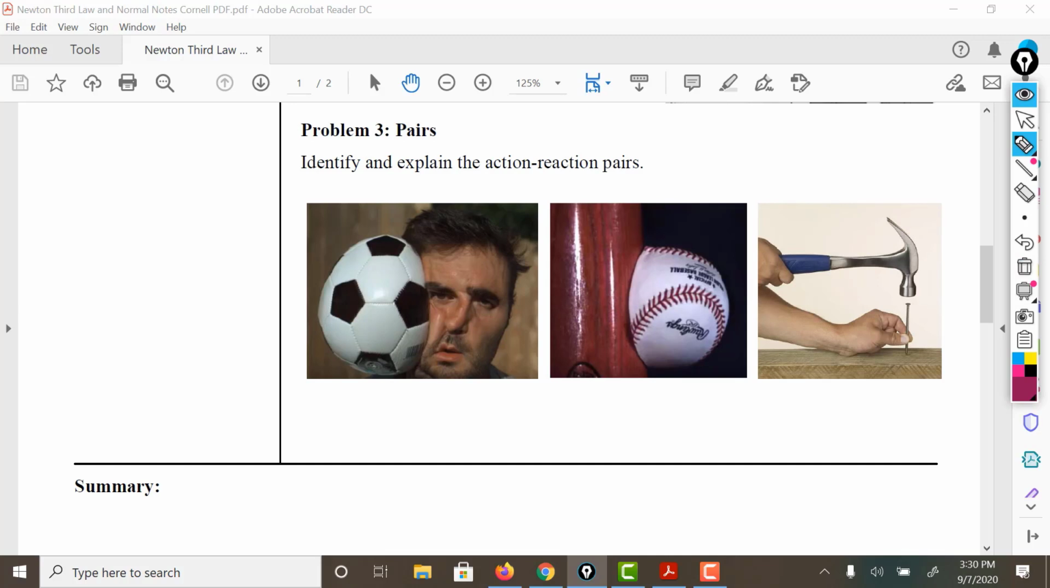The action-reaction pair here is that the ball hits the bat and the bat hits the ball. Obviously, the bat deforms the ball. But a bigger question is, does the ball deform the bat?